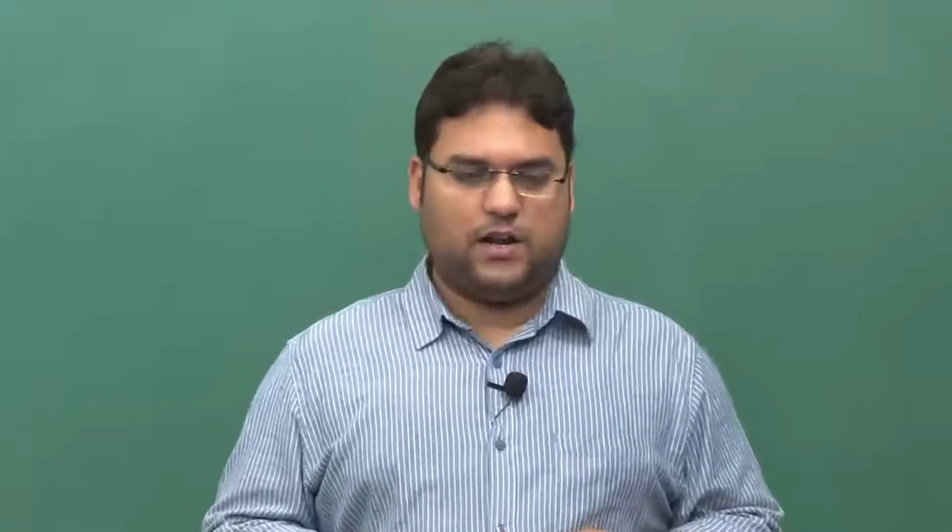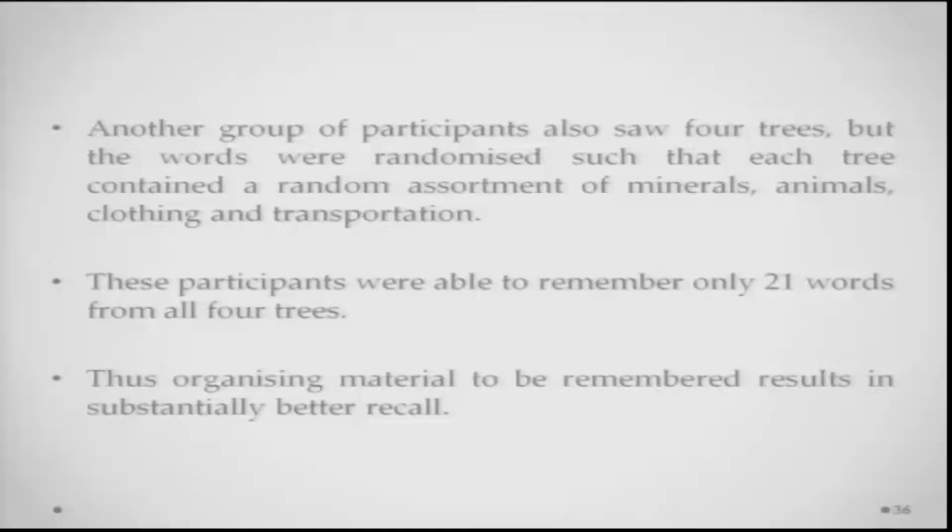In the second scenario, another group of participants saw these 4 trees, but the elements in these 4 trees were randomly organized, so that each tree contained a random assignment of minerals, animals, clothing and transportation. Now these participants were able to remember only 21 as opposed to 73 in the other group, and so organizing material can be concluded to be a very useful way of remembering information.